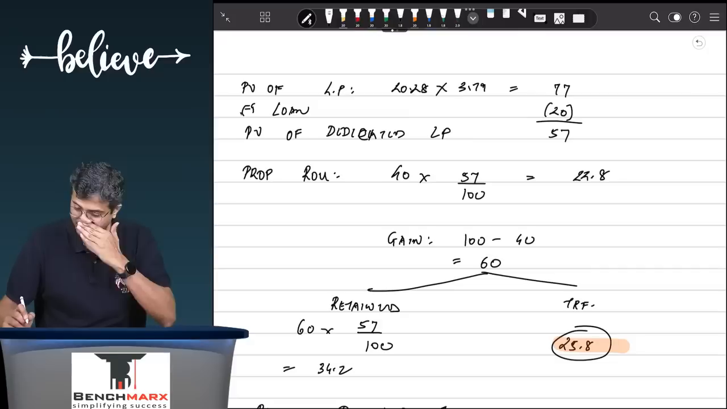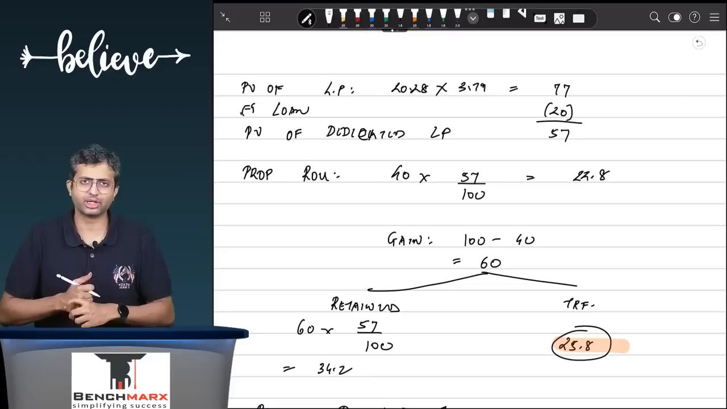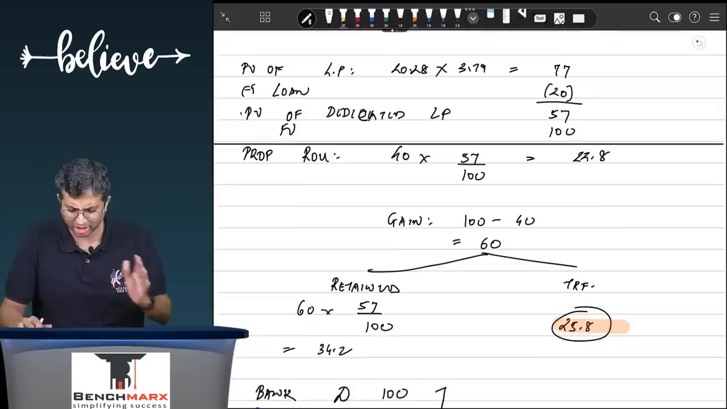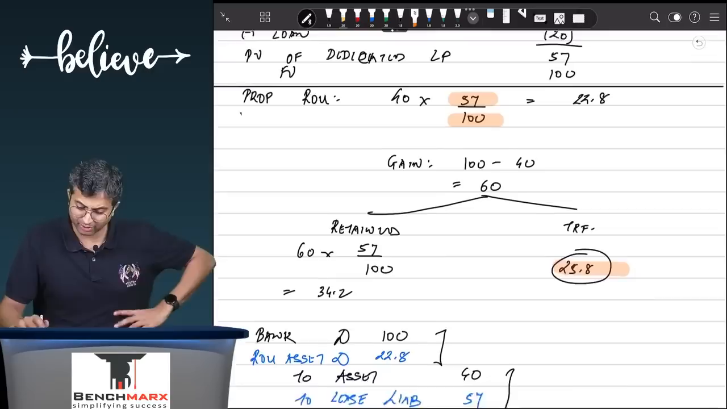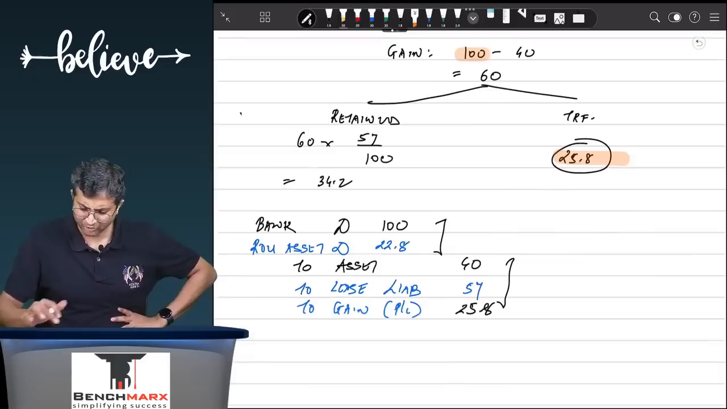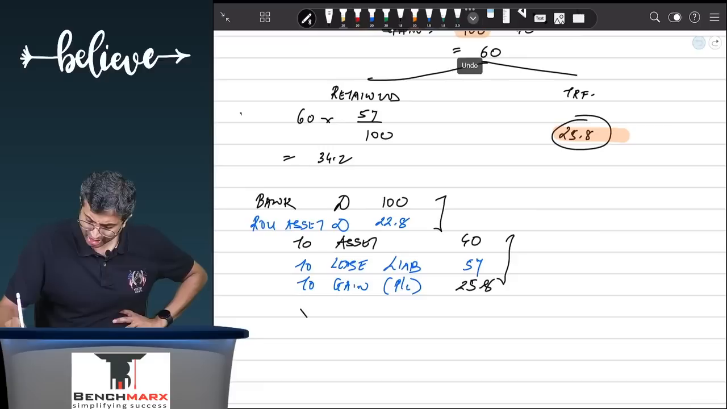And this 57 should be compared with 100, not the entire 77. This 57 will be compared with the fair value of 100, and your working going forward will remain the same. So, your proportionate ROU asset will still be 57, which is the dedicated lease payment upon 100, which is the fair value of the asset. Your gain will still be the fair value, that is 100 minus 40, and your gains will still be 25.8. Separately, when you are passing this entry, you can recognize a financial liability to the extent of the loan.